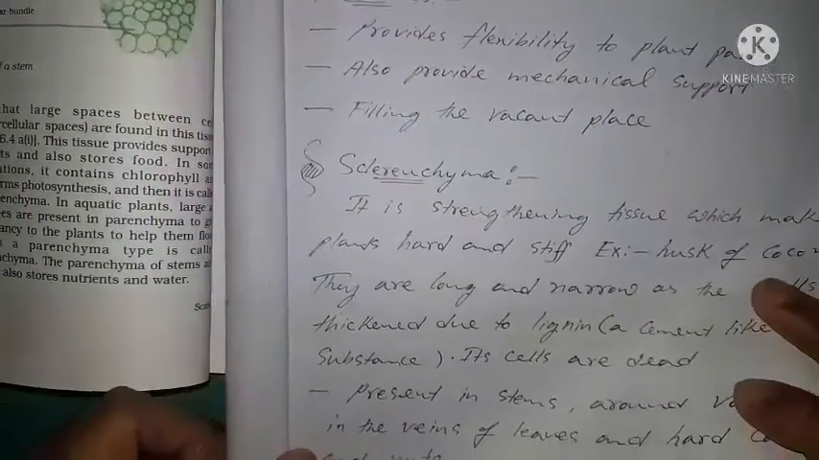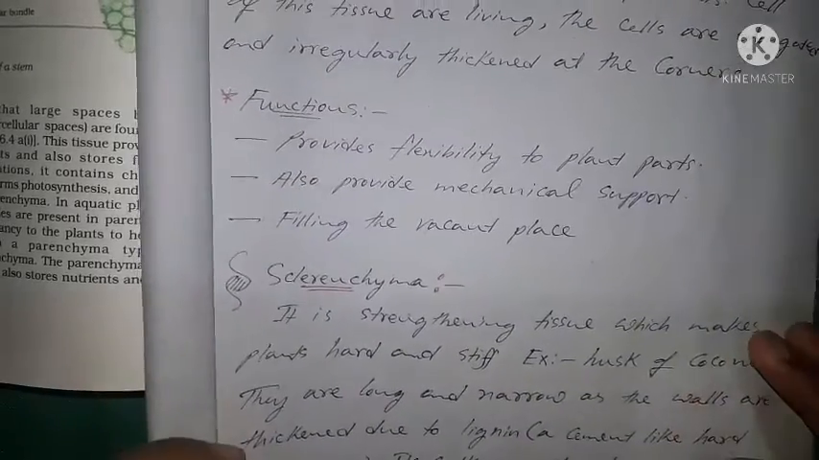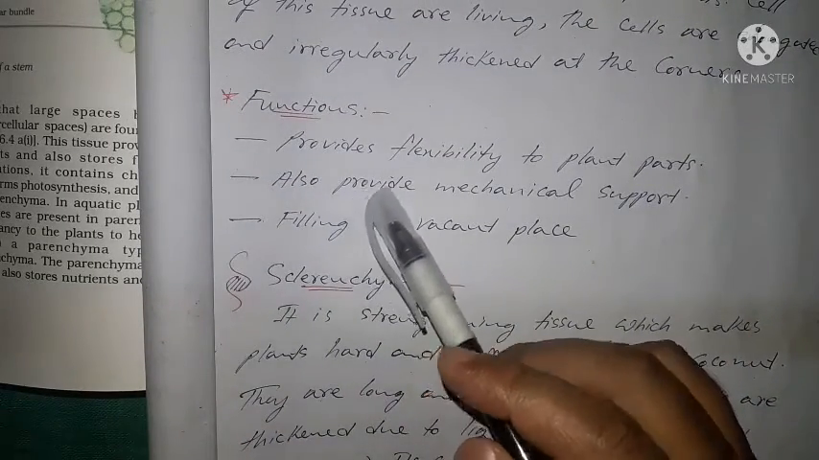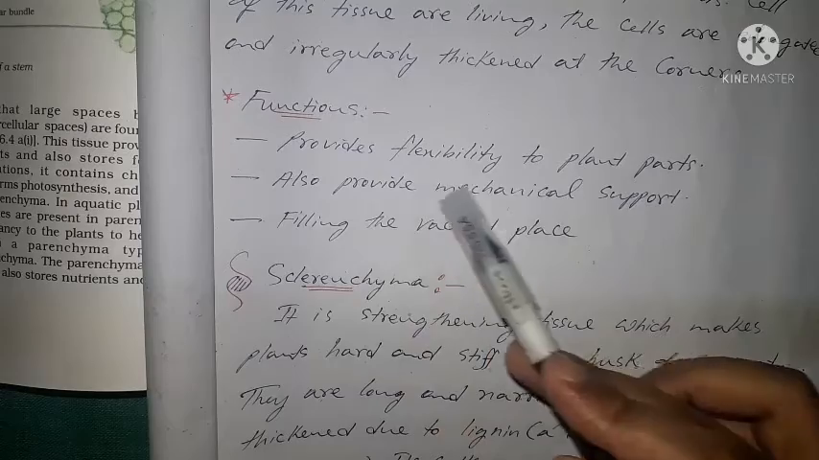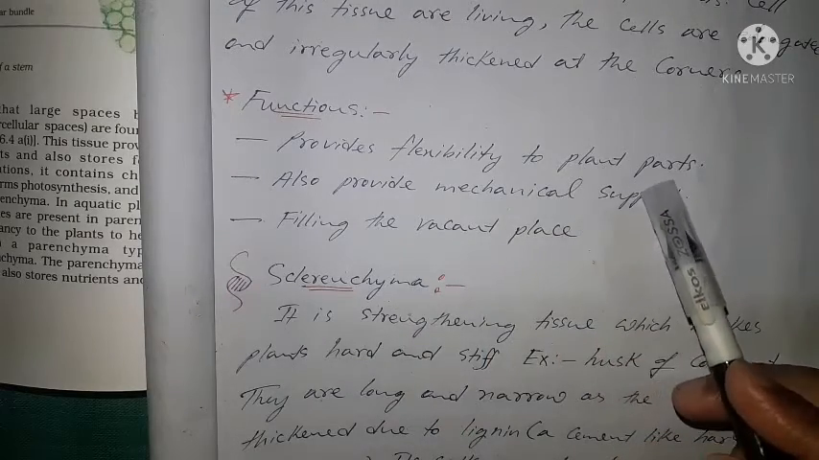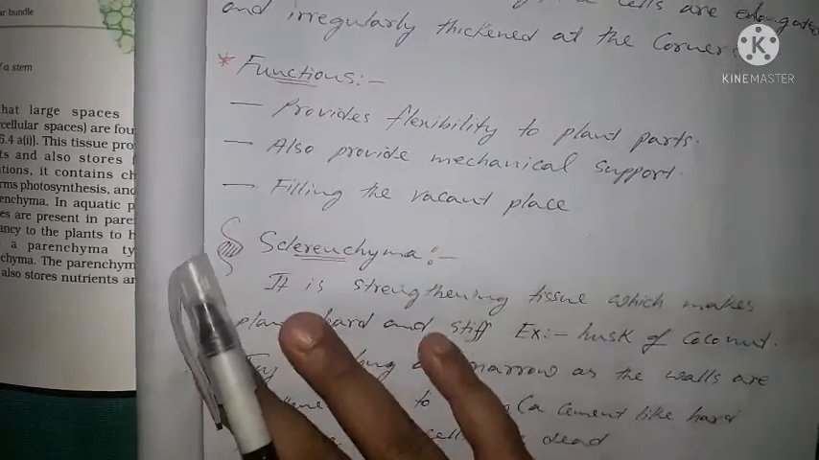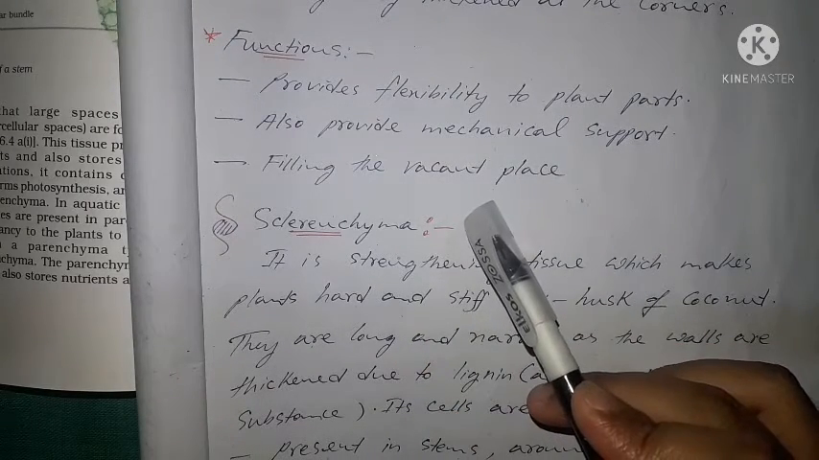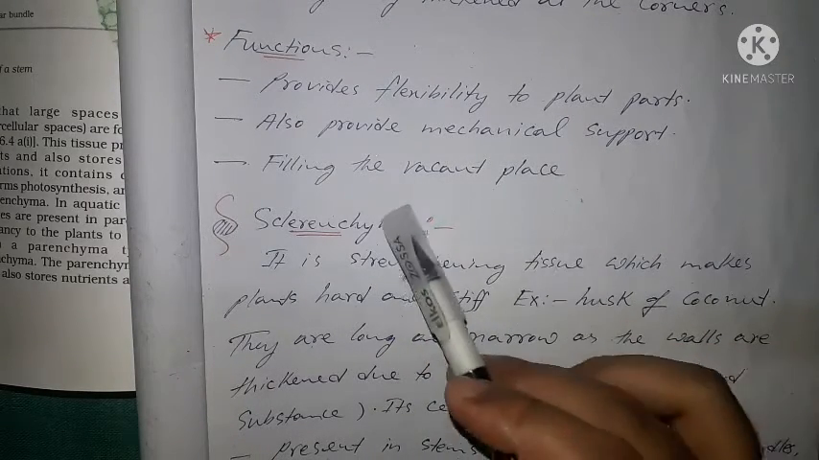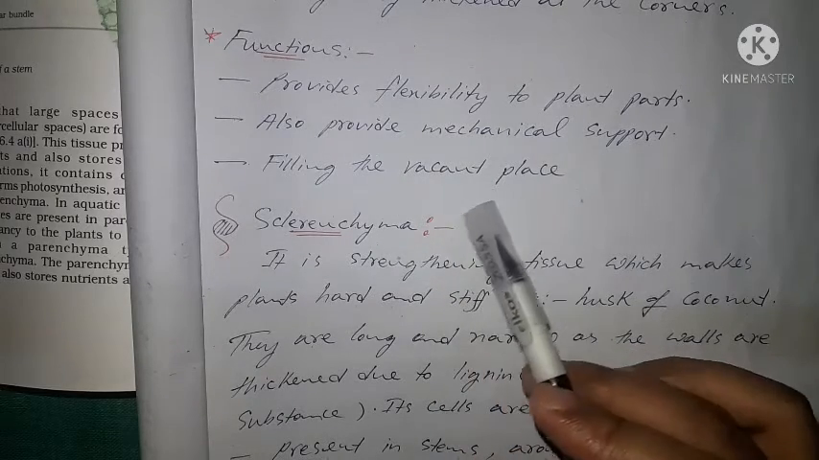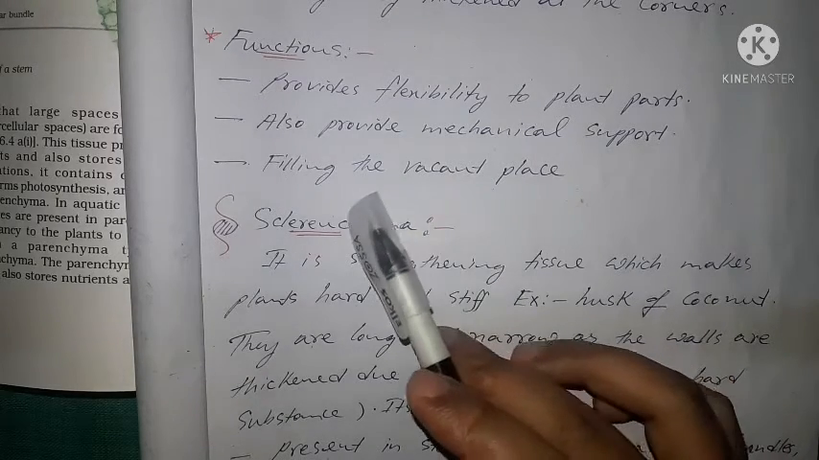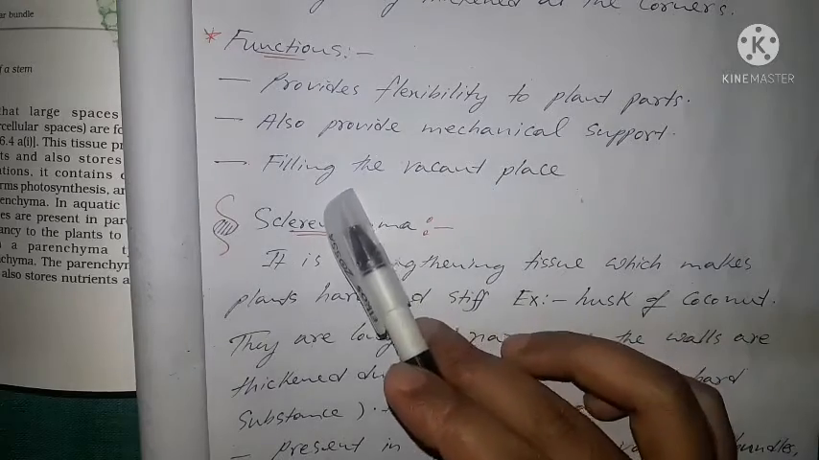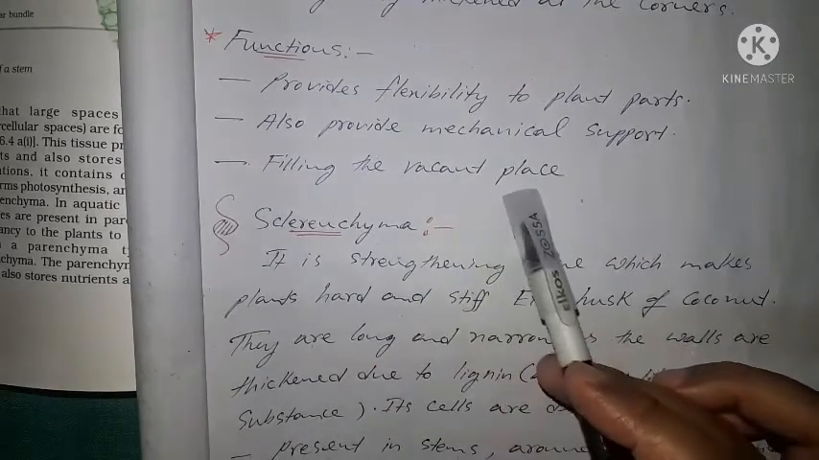So next, the functions of collenchyma. What are the functions of collenchyma? It provides flexibility to the plant parts. It also gives a type of mechanical support and fills the vacant place. Since we have already said that it acts like a filler tissue, it fills the vacant place.